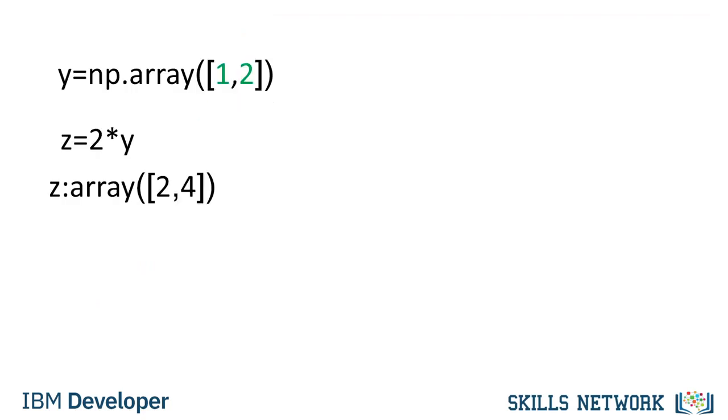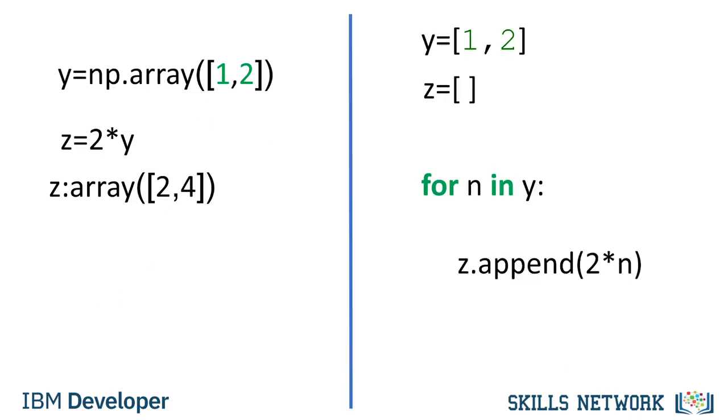Vector multiplication with a scalar only requires 1 line of code using NumPy. It would require multiple lines to perform the same task with Python lists, as shown on the right side of the screen. In addition, the operation would also be much slower.